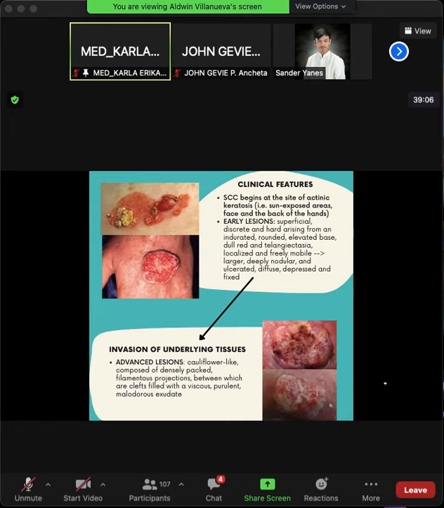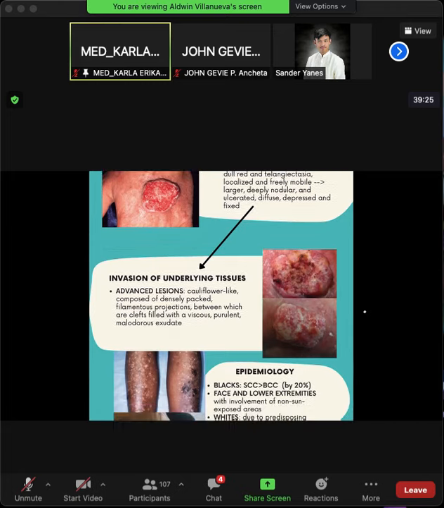Once the lesions have been established, they invade underlying tissues, and advanced lesions present as cauliflower-like, composed of densely packed filamentous projections, between which are clefts filled with a viscous, purulent, and malodorous exudate. Next slide.